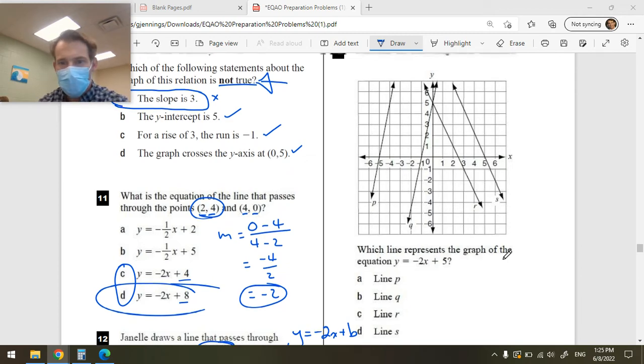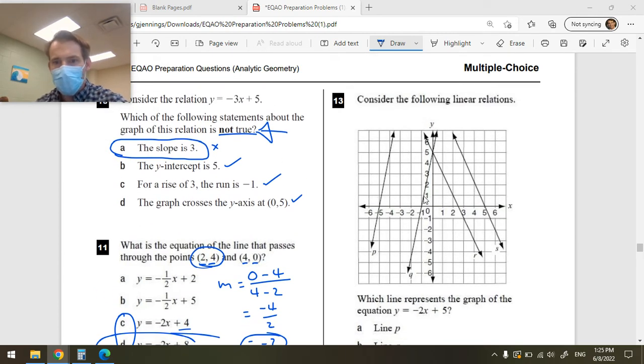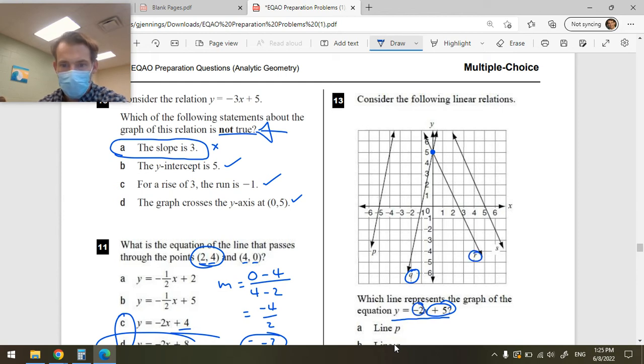All right. So we have graphs of all kinds of lines here, 4 different lines, and we want to know which one corresponds to this equation. One thing I notice is that it has to have a b value of plus 5. That means it's got to be one of these lines that crosses the y-axis at y is equal to 5. So it's either q or r. Let's take a look at the slope. The slope is -2. This line has a negative slope. This line has a positive slope. So it is r.